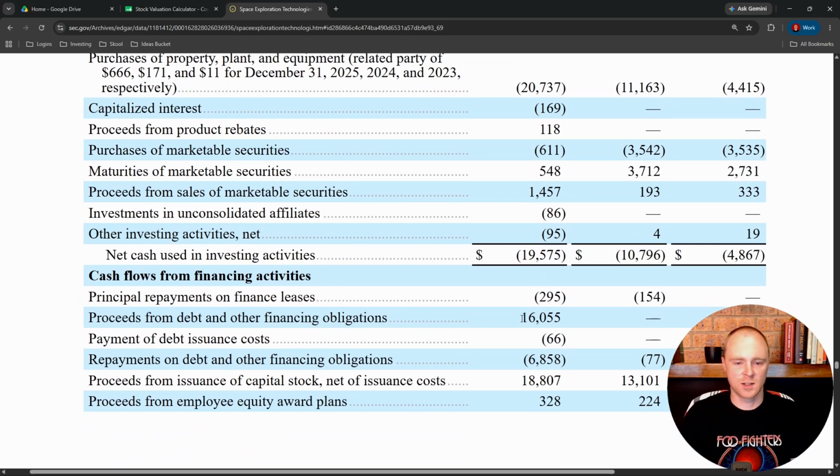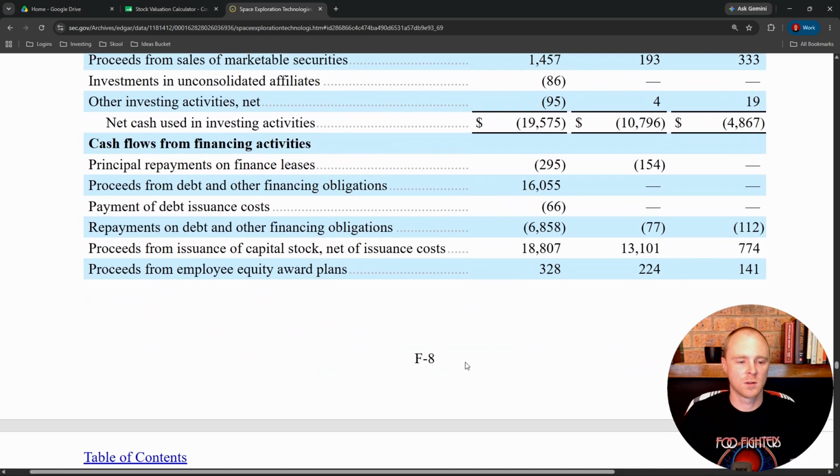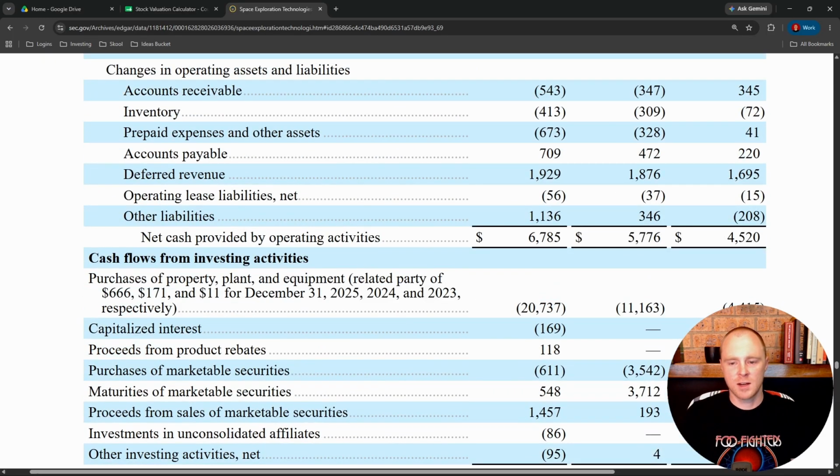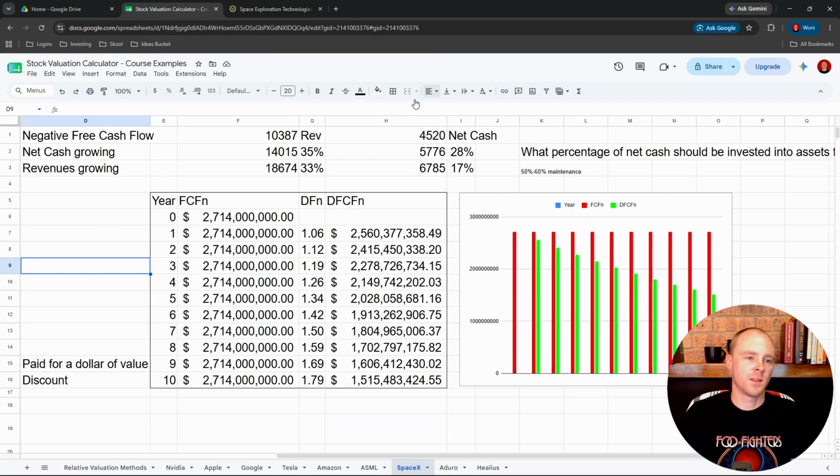Proceeds from debt and other financing obligations. So they've grabbed that, and in the previous year they got that, so they're going to have to be paying that. And then they've also got repayments of other debt and proceeds from issuances of capital stock. During these years, they've sold some to private buyers before this year in 2026, going out to the public markets and bringing the company to market. All right, so knowing that and knowing those growth rates, let's have a think.